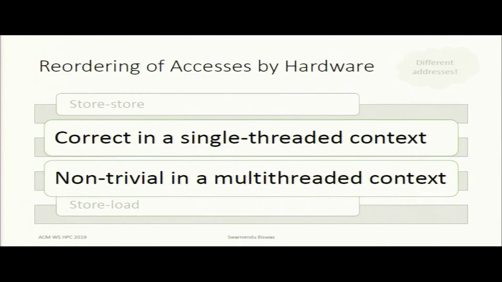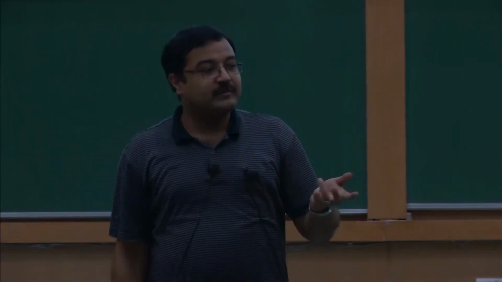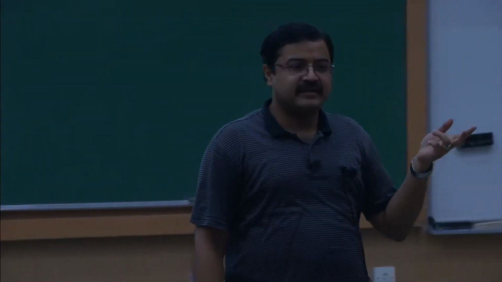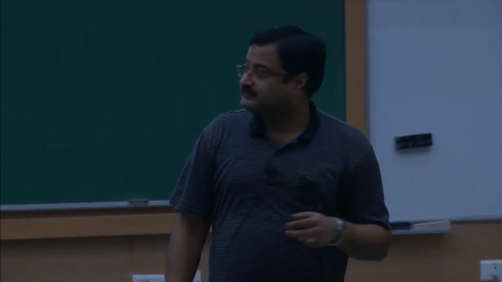So all these reorderings are correct in a single threaded context. This I think is one of the most important slides in what we'll discuss in the next few minutes. All of these reorderings are correct from a single threaded context, because if you have only one thread, it doesn't really matter. But the problem is that it is non-trivial in a multi-threaded context. If you perform these reorderings, it can actually impact the correctness of your program. I hope I have been able to convince you with those two examples, the Java style example and the pseudocode, assembly language like example.